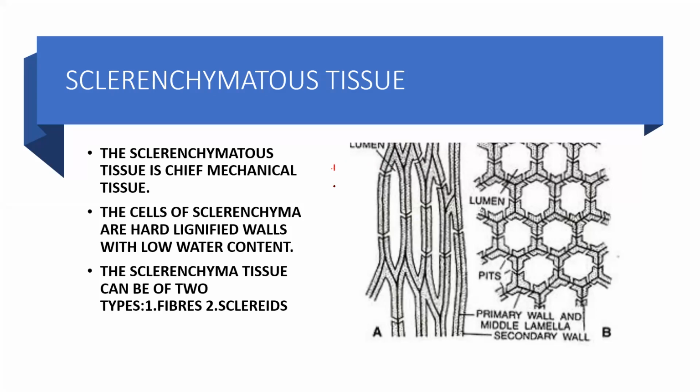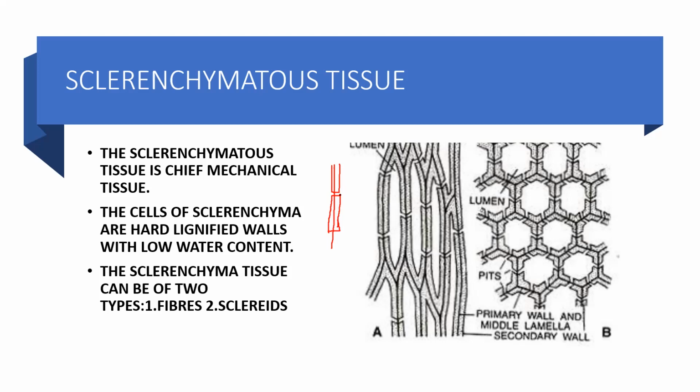Basically, the cell wall is made up of cellulose, and around it thickenings are deposited later on. These thickenings are actually deposits of lignin. This deposition of lignin is called lignification. The first wall, the primary wall, is made up of cellulose, and the secondary wall is made up of lignin. Deposition of lignin is called lignification.